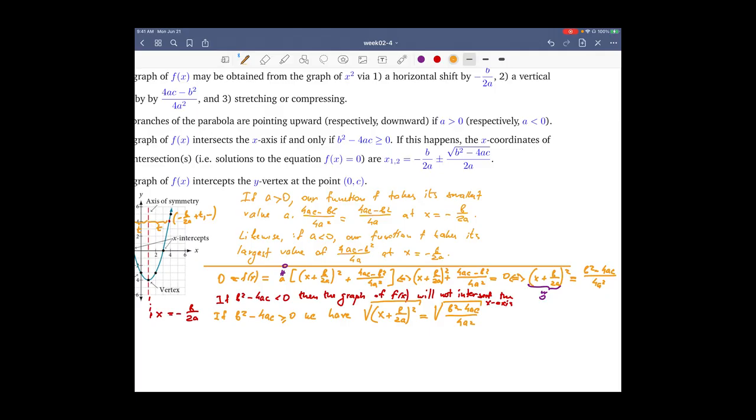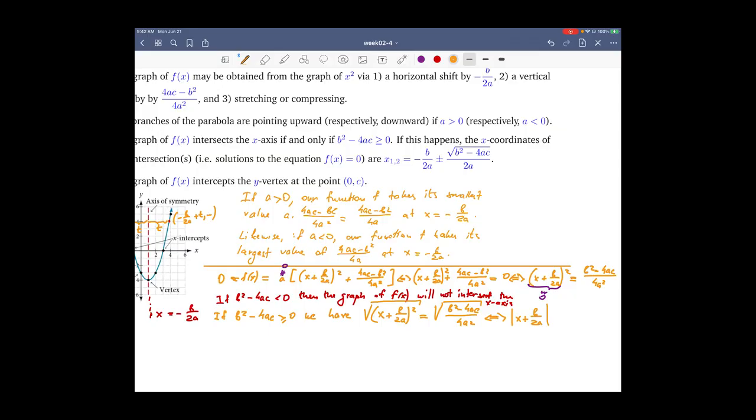Remember, during the first week we said multiple times that the square root of x squared is not x in general. The square root of x squared is the absolute value of x. So we then have on the left the absolute value of x plus b over 2a.